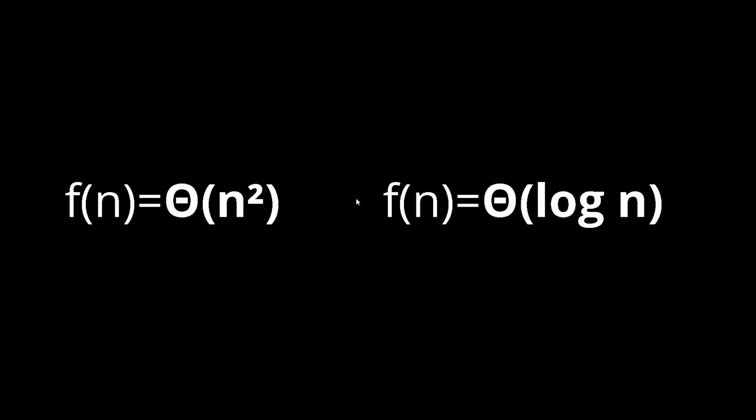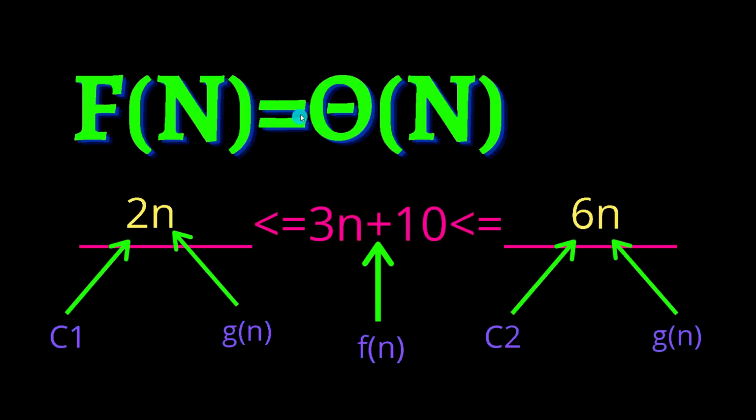And regarding this theta notation, there is no upper bound, there is no lower bound, there is only one value, that is that particular value itself. If it is theta of n, it is theta of n only. If it is theta of n square, it is theta of n square only. All right.